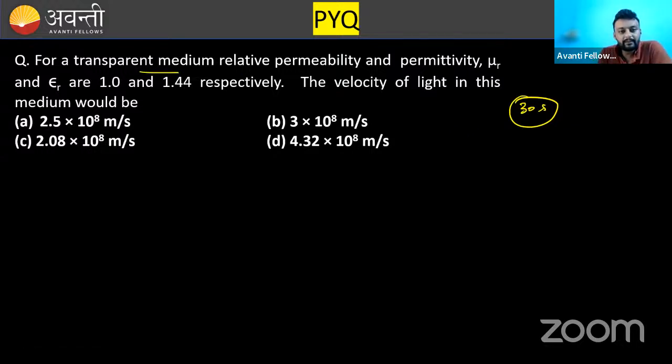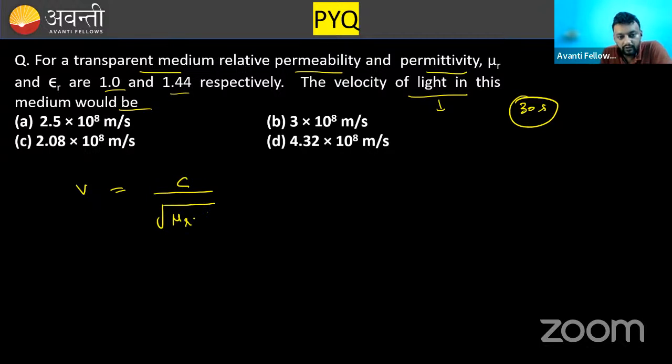There is a transparent medium which has relative permeability and permittivity given as 1 and 1.44. The velocity of light in this medium would be. So, what is the velocity of light? Light is an electromagnetic wave. So, velocity of light in any medium, I have told you, it is c divided by root of mu r into epsilon r. I think you remember. Now just place the values.